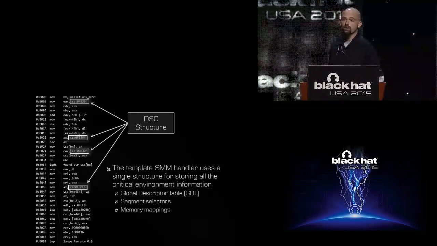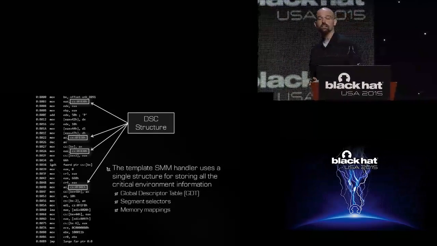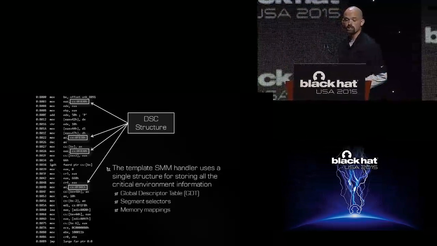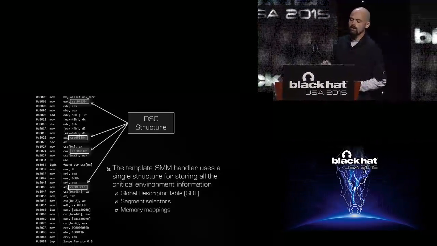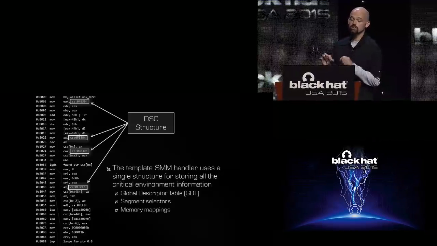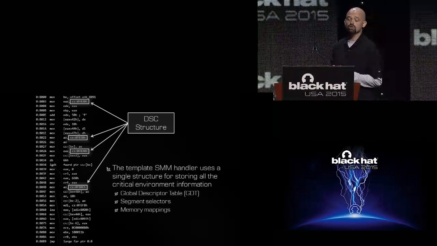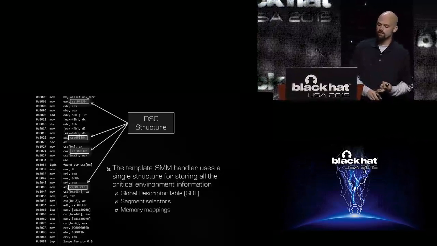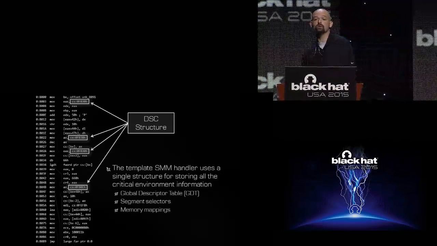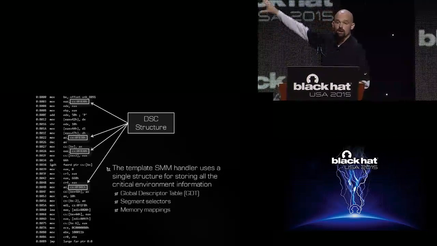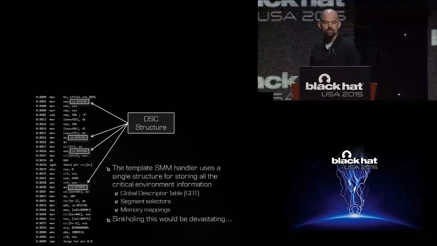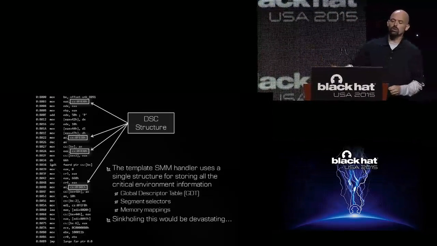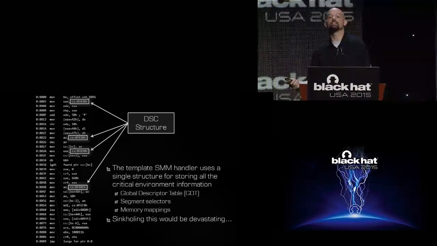And if we look at that code in a little bit more depth, what you're going to find is that all of that information that it loaded out of memory is being read from one large structure called the DSC structure. The template SMM handler uses this single structure for storing all of its most critical environment information, things like the global descriptor table information, the segment selector information, and the memory mappings that it's going to use inside of system management mode. They are all stored inside of this one structure. So sinkholing this structure that has all the most important information for SMM would be devastating for the processor.